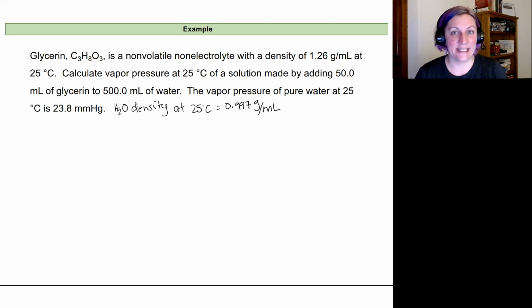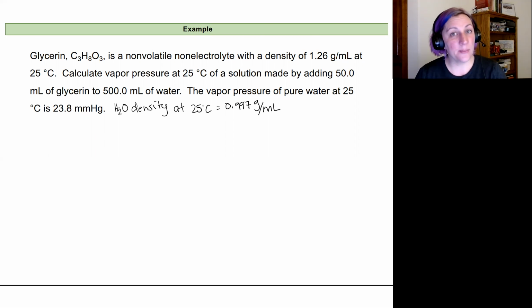I want to walk through an example using Raoult's law. So in this problem, we're going to focus on a non-volatile solute, glycerin. It's a covalent molecule, has tons of hydrogen bonds, it's polar. It has a density of 1.26 grams per milliliter, and we're going to take 50 milliliters of it at 25 degrees Celsius, and we're going to add it to 500 milliliters of water and mix it up.